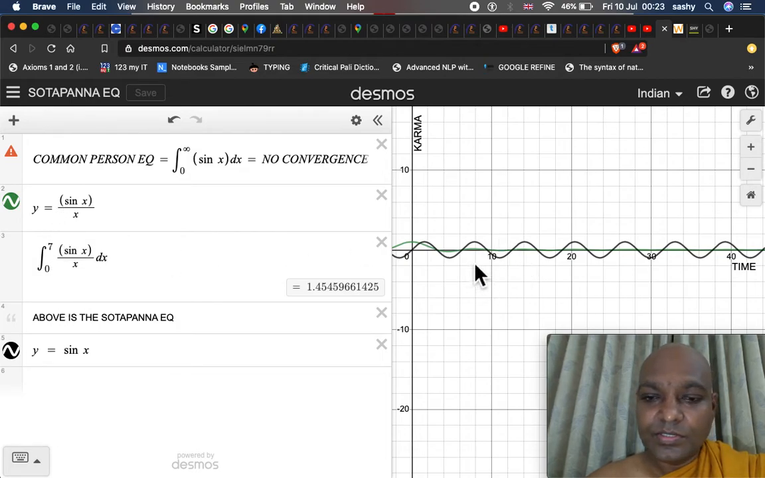So in the x-axis it's time or the birth, and then here is the karma. So the area that we calculate is the summation of the karma.